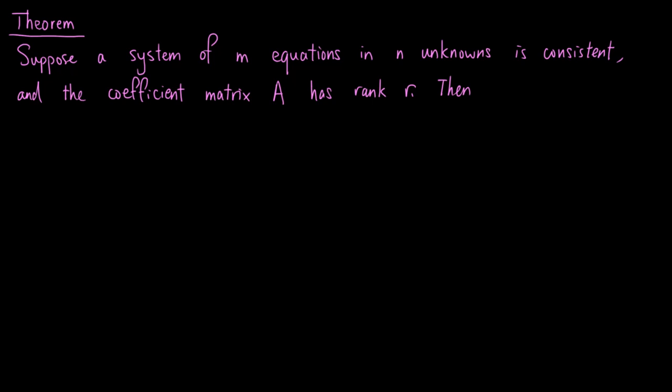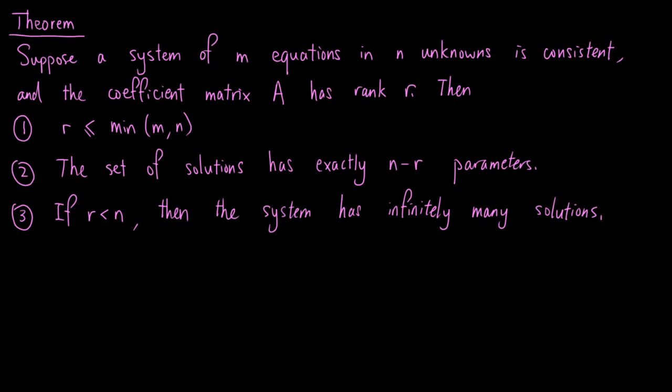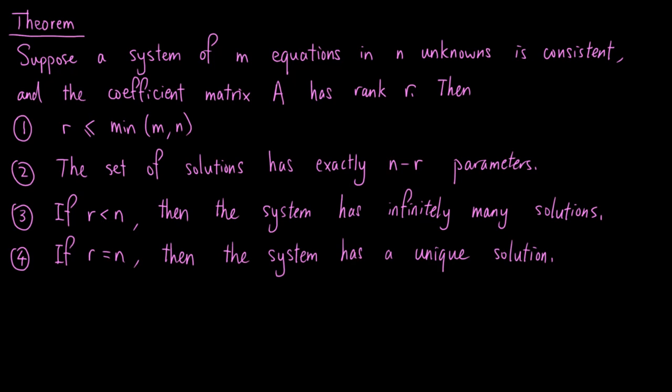Now, let's look at a theorem. Suppose a system of m equations in n unknowns is consistent, and the coefficient matrix A has rank r. Then we have the following results. The first one is that r is less than or equal to the minimum of m and n. Secondly, the set of solutions has exactly n minus r parameters. Thirdly, if r is less than n, then the system has infinitely many solutions. Lastly, if r equals n, then the system has a unique solution.